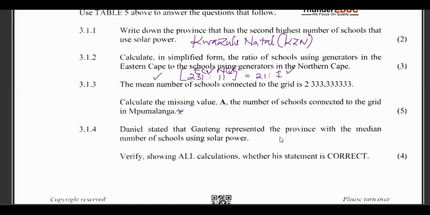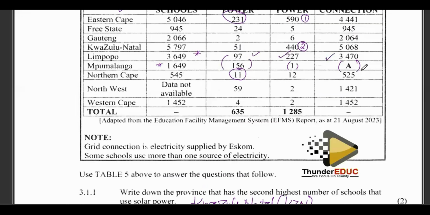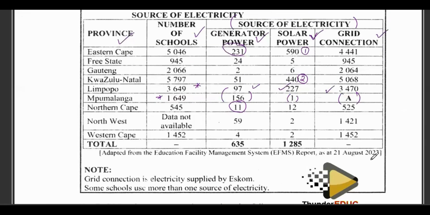So mean, we add all the numbers and we divide. When we added all the numbers divided by 9, they got this answer here. So what are we going to do? Let's add the normal numbers that we have here, apart from A, to get the answer there.